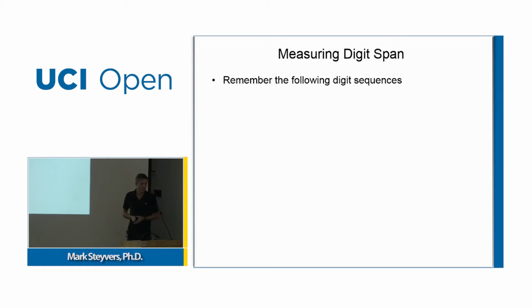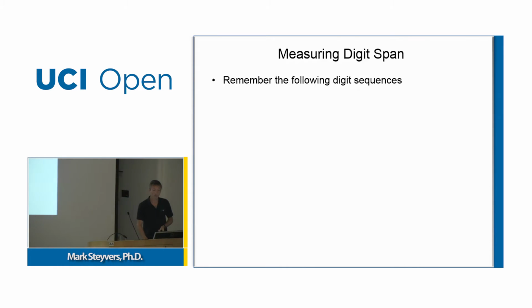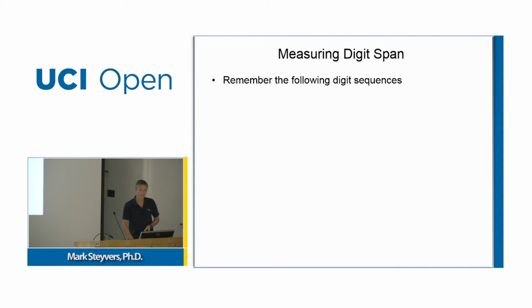So you can easily demonstrate this. I'll show you some digit sequences and you have to remember them. You have to remember the digits in the correct order, okay? So here we go, 6194. Can you remember that? All right, this is just warm up. Very good.